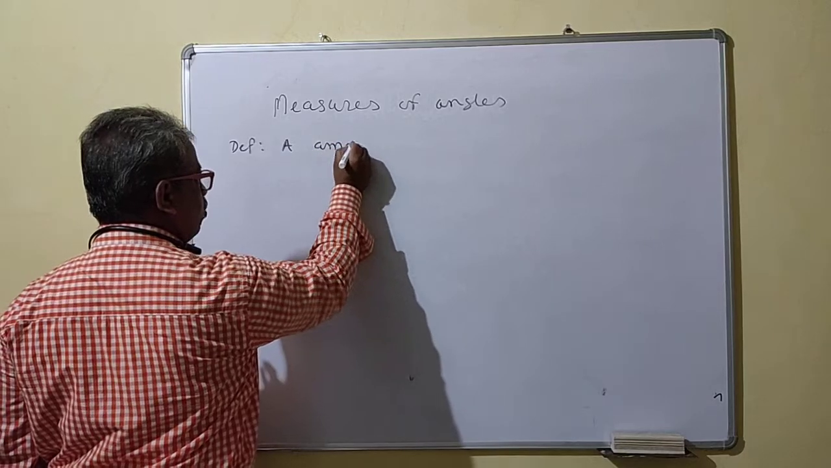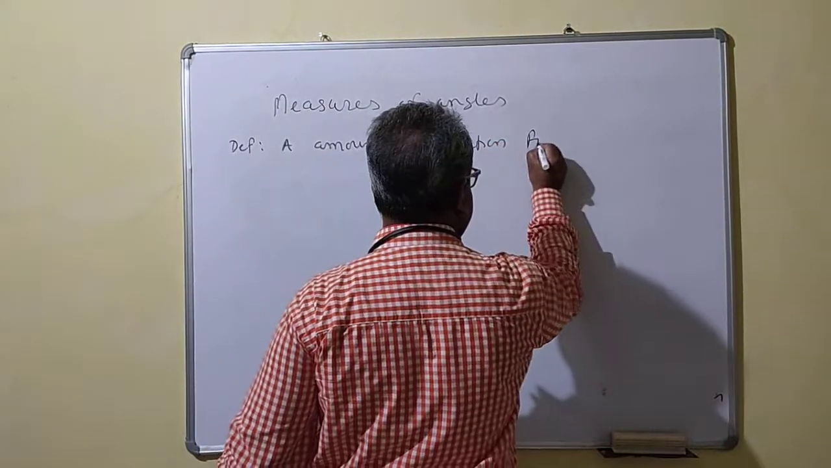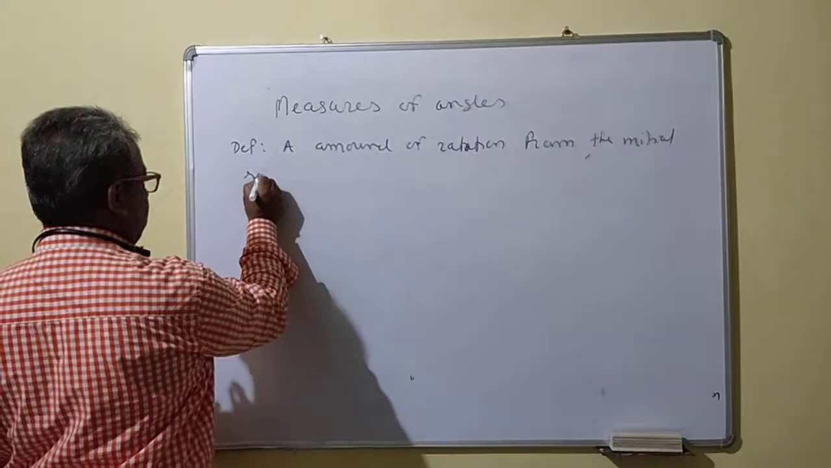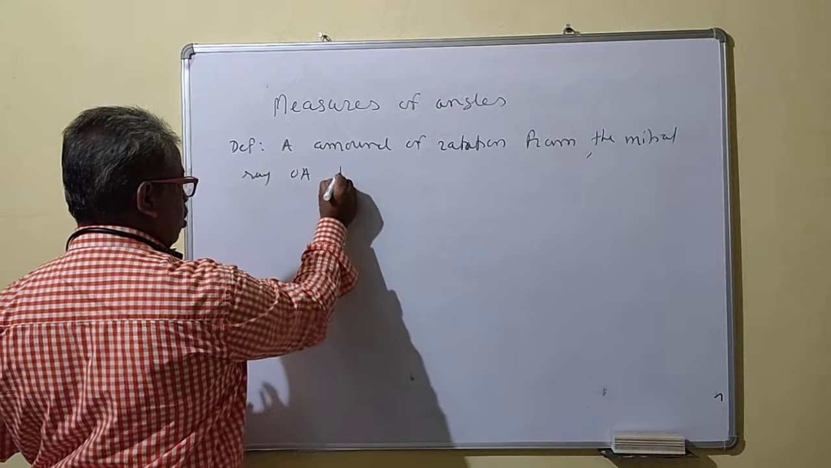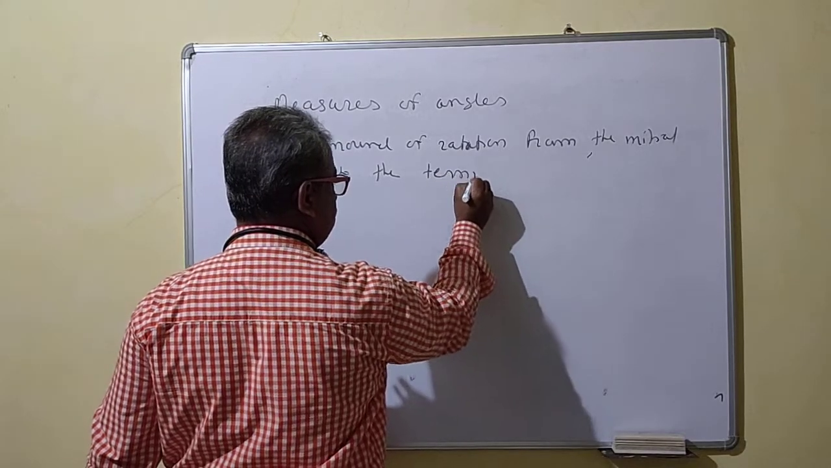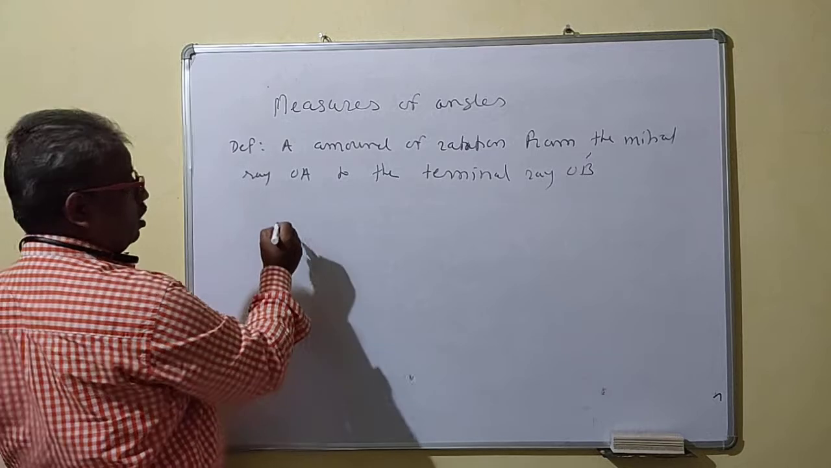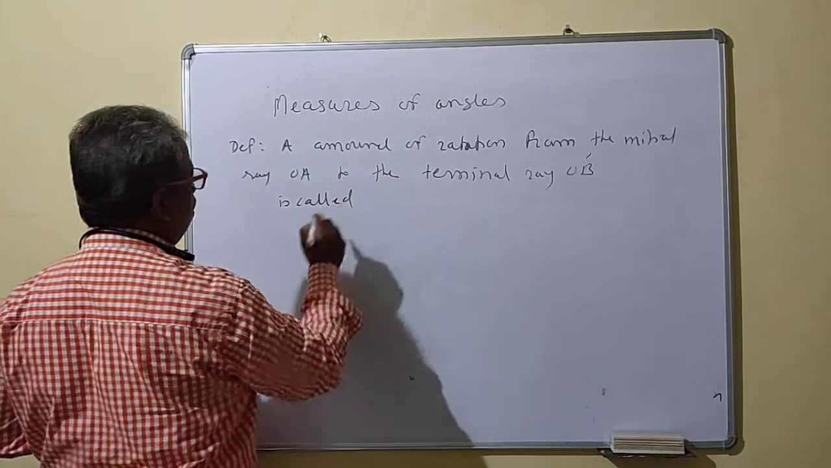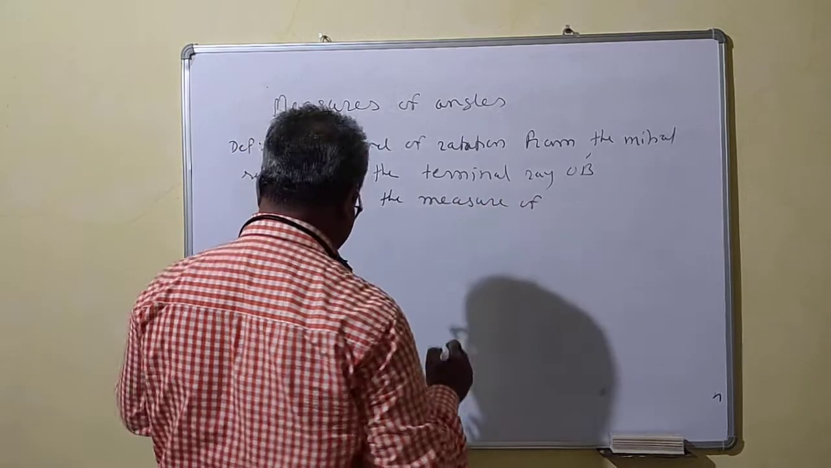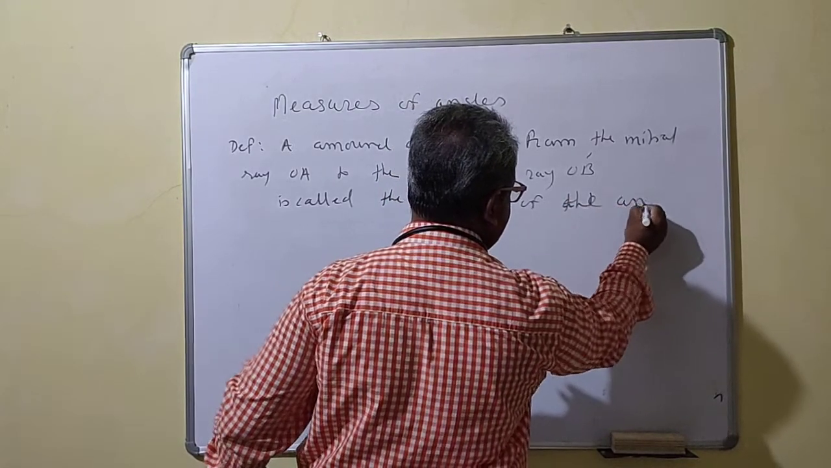The amount of rotation from the initial ray OA to the terminal ray OB is called the measure of the angle.